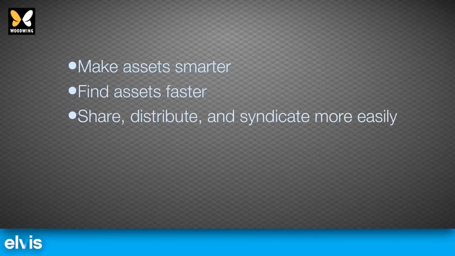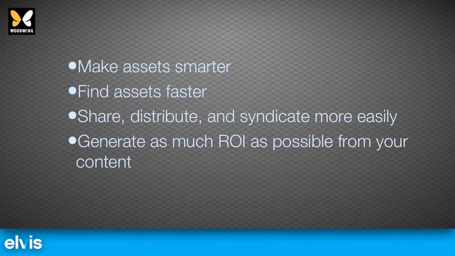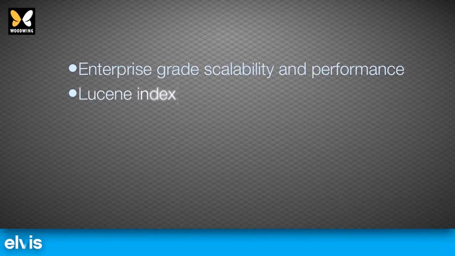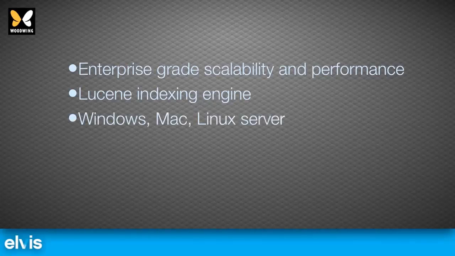Elvis makes it easier to share, distribute, and syndicate your content so that you can generate the maximum amount of ROI. Elvis is a highly scalable, enterprise-grade digital asset management solution that enables you to manage hundreds of millions of digital assets quickly and efficiently. There's no back-end database to impose scalability limitations. Elvis uses file systems and a Lucene index engine for searching and filtering millions of assets, just like websites like LinkedIn and Wikipedia. Elvis's back-end technology makes it easy to implement and scale.